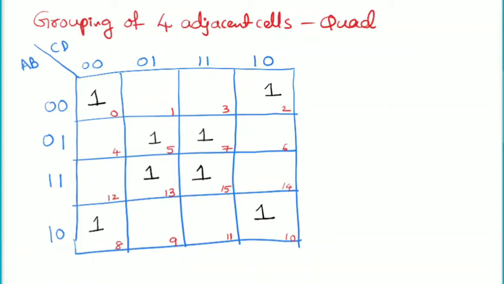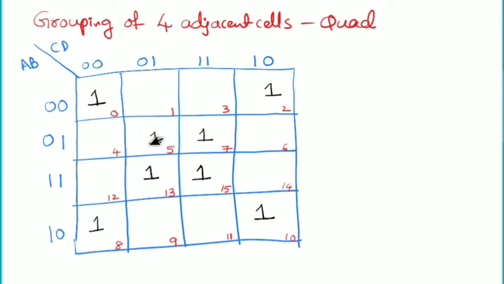In this video, let us see how to group 4 adjacent cells. That means how to make a quad. So this is the example given. Cells number 0, 2, 5, 7, 13, 15, 8 and 10 have the value 1. That means these cells, or these minterms, are giving output as 1. So these are the true minterms.